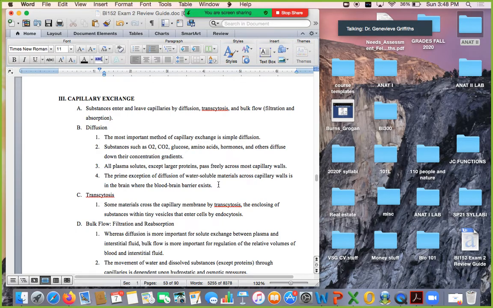The exception to diffusion is inside the brain, where we have a blood-brain barrier. Certain pharmacological drugs need to overcome the blood-brain barrier to be able to get into the brain. We're also going to have a blood-testes barrier that's very similar to the blood-brain barrier.